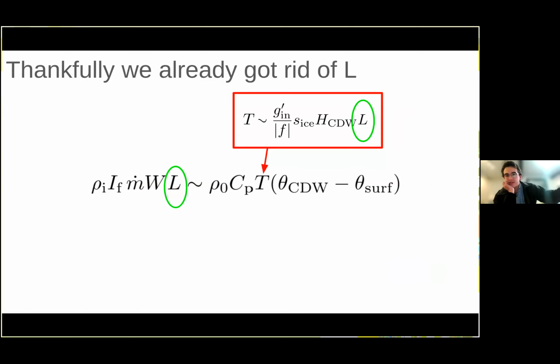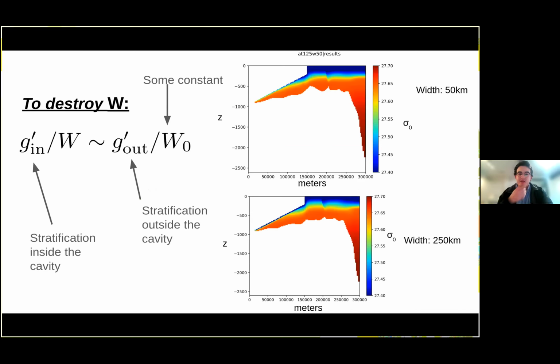So we had a length on the left-hand side in our scaling, in our melt term, and then we had a length on the right-hand side in our scaling argument for transport, and those canceled out. But getting rid of width is a little trickier, and it actually comes from an observation that we made in our models, which is that the stratification inside of the cavity varied in such a way that the added ice shelf area was balanced by a stronger geostrophic flow in the cavity.